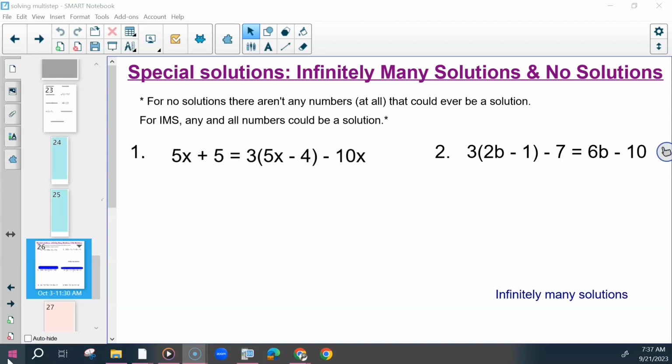Okay, so yesterday we were solving and we got specific solutions. Today we're going to talk about special case solutions. You won't really know it's a special case until you start to solve it. So we're going to solve these two and see what happens.